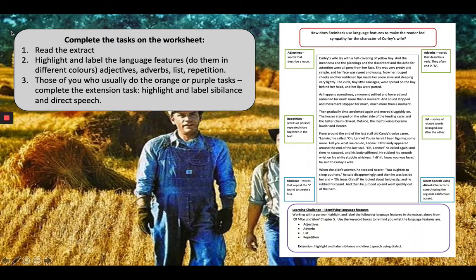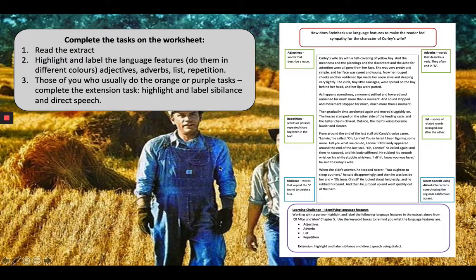So where can you identify any adjectives? Where can you identify any adverbs? Where are any lists, and where's any repetition? Now, those of you who normally do an orange or a purple task, I would like you to also have a go at highlighting where there's sibilance and also where there's direct speech. Okay, so again, those things are defined in the two blue boxes near the bottom of the worksheet. So use those to help you.